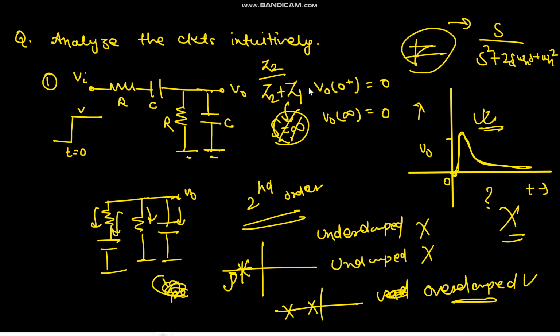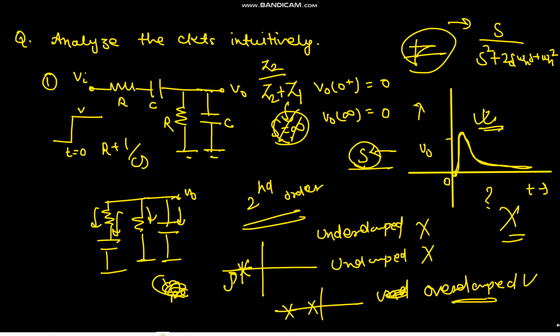So if you make Z1 to be infinity, your V0 by Vin would be 0 only. So if you make Z1 infinity, then it would be fine. And where you can make Z1 infinity, R plus 1 upon CS, if you take it at 0 frequency, it would give you infinite impedance. So you are having a 0 at 0. Okay, that I forgot to explain.